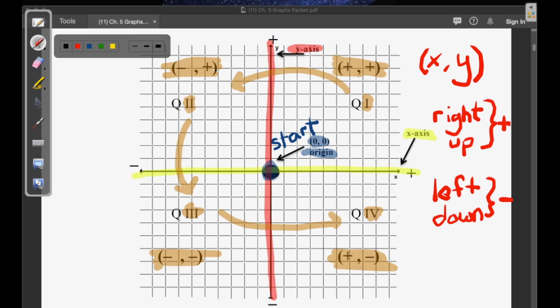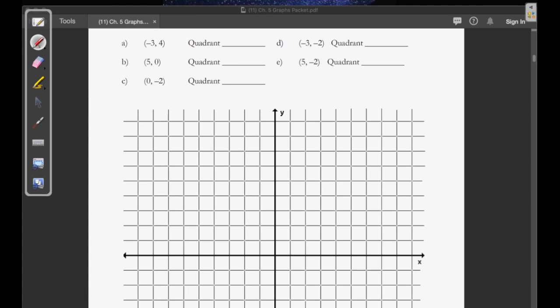So let's go to packet page 3. On packet page 3, it wants us to plot the points on the coordinate plane and locate what quadrant those points are in. So what I always love doing first is labeling my coordinate points with x, comma, y. So I know what my x coordinate is and I know what my y coordinate is. I'm going to start at the origin, and I see that my x coordinate is -3, so I go left 3. I see my y coordinate is 4, positive 4, so I go up 4. And I plot my point right there.